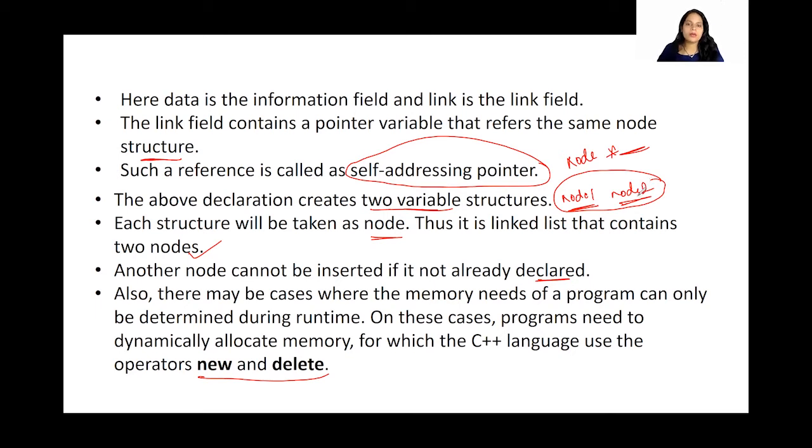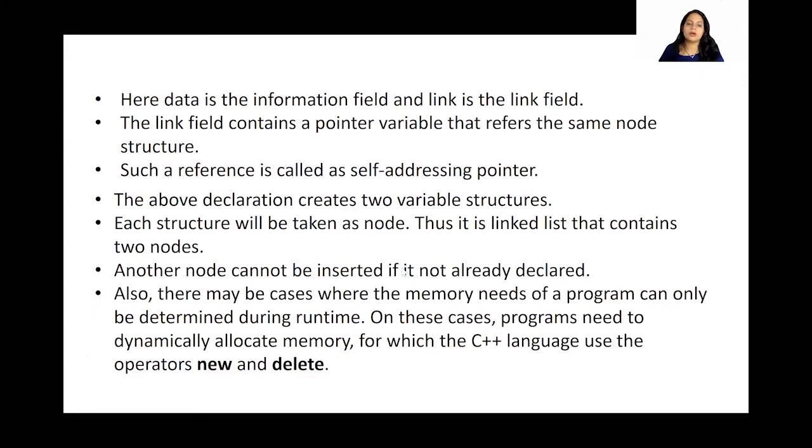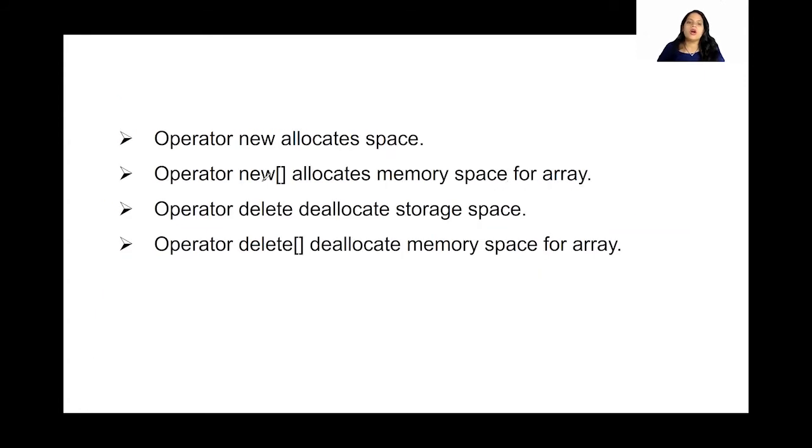In certain programs, we might want to create the node dynamically when the program is running. Okay, so in such cases, we are going to use the new and delete operators. Using them, we are going to allocate the memory. So let us see a little bit briefly what this new and delete is all about. Okay, so now operator new allocates space. Always remember that this particular operator allocates space, and whenever I say square brackets open close, it allocates memory space for the array.